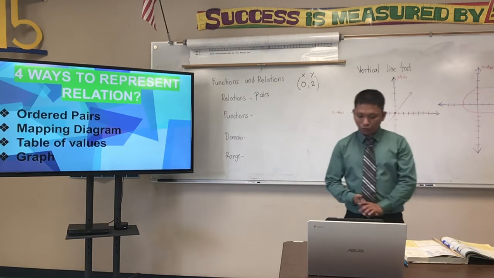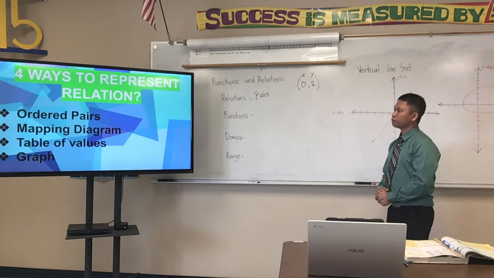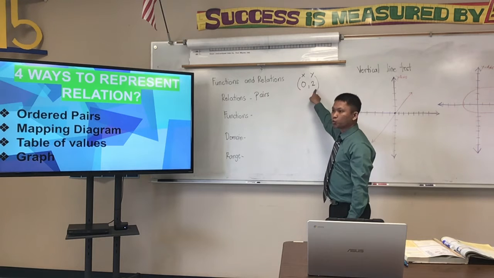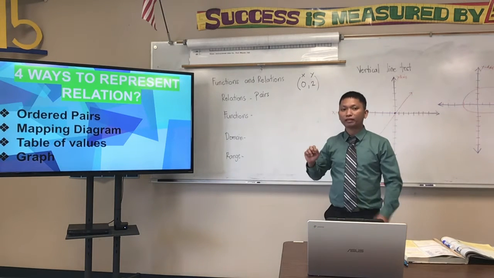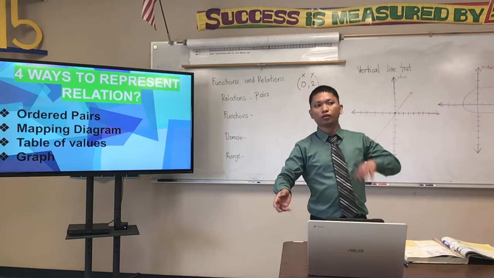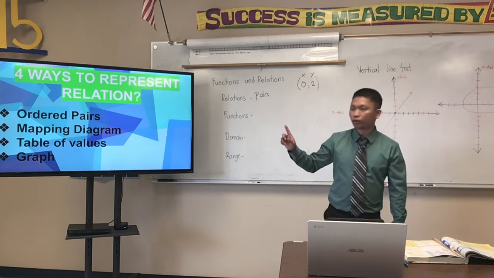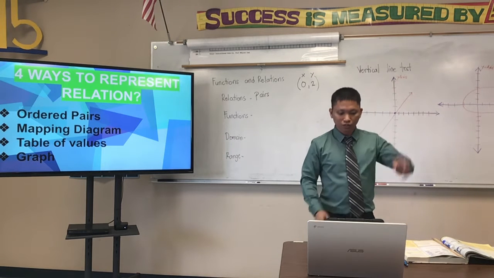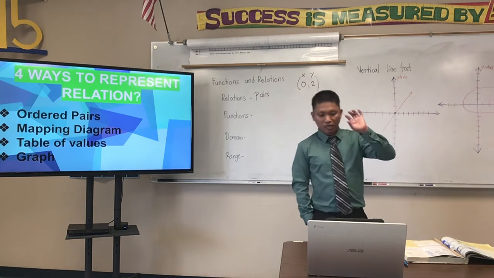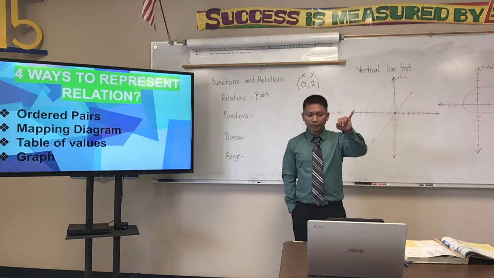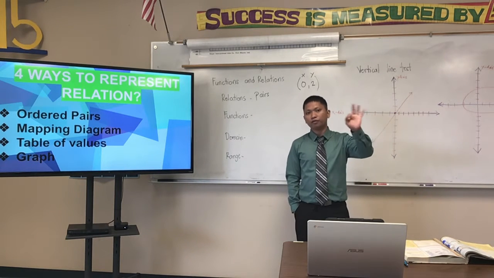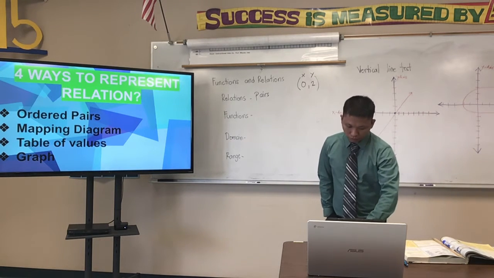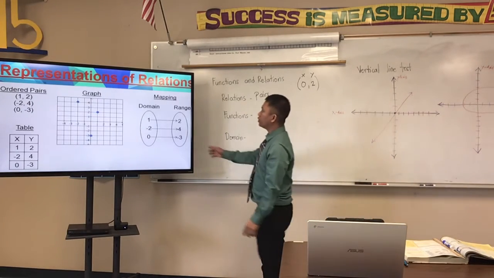Okay, we have 4 ways to represent a relation. The first one is using ordered pairs, like the example I gave, (0, 2). Next, we have the mapping diagram. The third one is the table of values. And the fourth one is the graph. So again, the 4 ways to represent a relation are ordered pairs, mapping diagram, table of values, and graph. So this is the representation of relations.